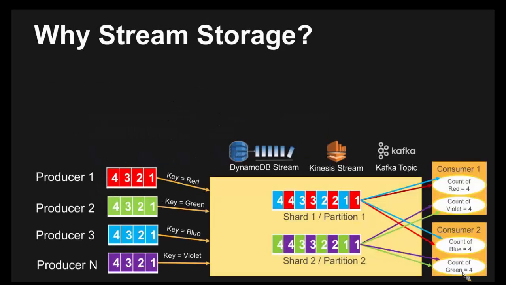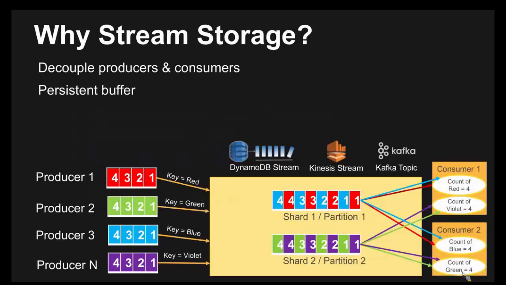Now, why does one use streaming storage? Streaming storage provides the following capabilities. It allows you to decouple producers and consumers. It provides a persistent buffer, where the producers don't have to hold the piece of data. They can write the data onto the storage subsystem and move on. And it's able to collect multiple streams of data.